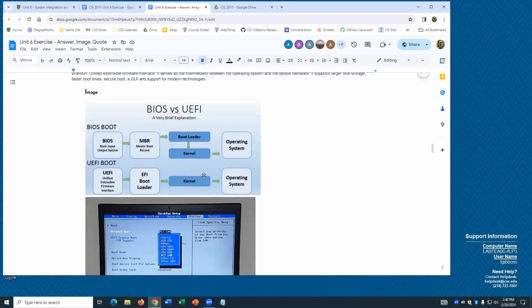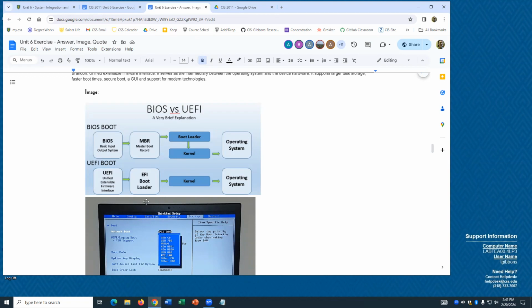Who did the images here? Someone want to talk about one of these images? Right. You just see how it's really showing just plus steps. Yeah, and this also talks about BIOS, and we'll talk about the master boot record here, which we won't be using.